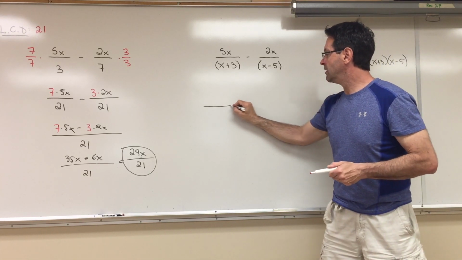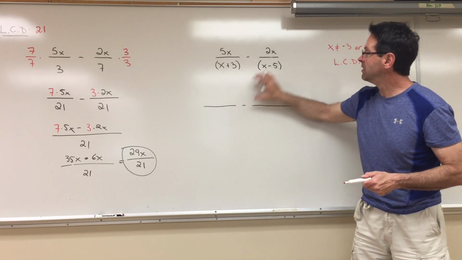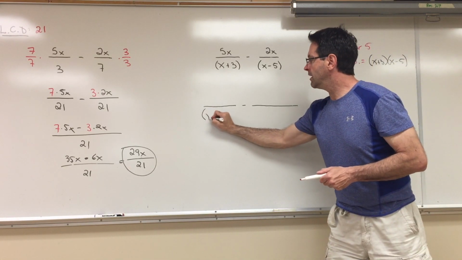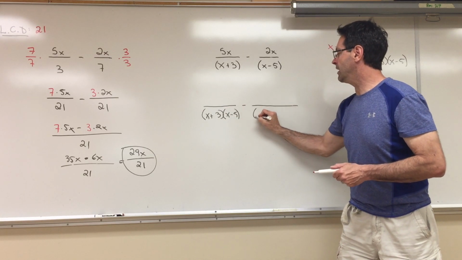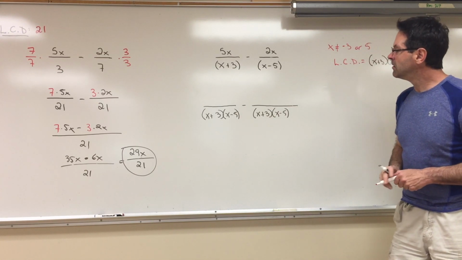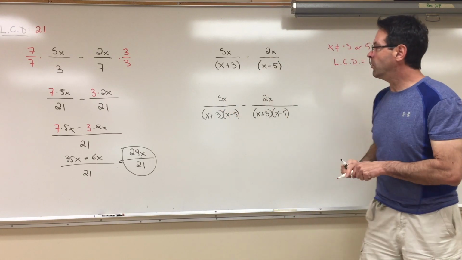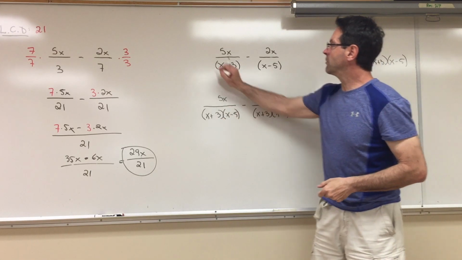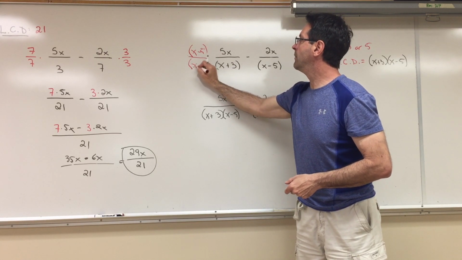Let's set this up to help keep it organized. We're going to come up with equivalent fractions, but that have the lowest common denominator in the denominator. X plus 3 times x minus 5 in one denominator, and x plus 3 times x minus 5 in the other denominator. I've still got the 5x. I've still got the 2x here. But what am I missing from this denominator that I have down here? I'm missing the x minus 5. So it's like we're multiplying top and bottom up here by x minus 5.